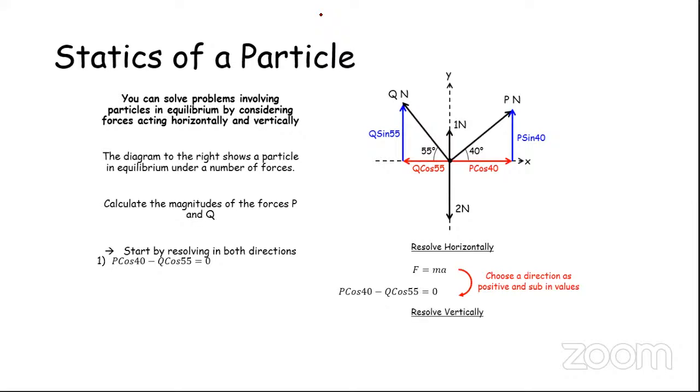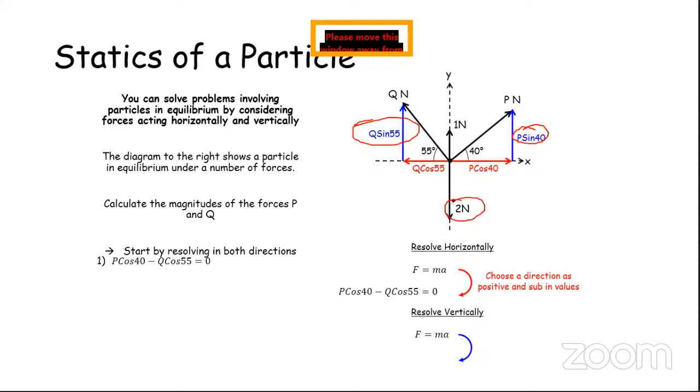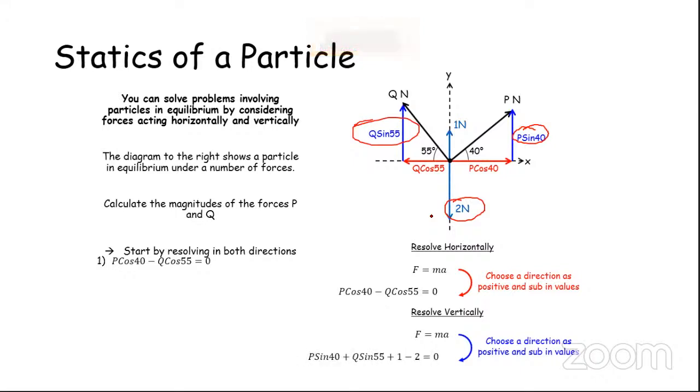Then we resolve vertically, choosing the positive direction. So we are going to get this plus this that are moving upwards, and then we subtract the 2 newton force. That will give us P sine 40 plus Q sine 55 plus 1 minus 2. There is this one here, it is also moving upwards. Minus 2 that is going downwards, and we equate that to 0. So it becomes P sine 40 plus Q sine 55 minus 1 is equal to 0.